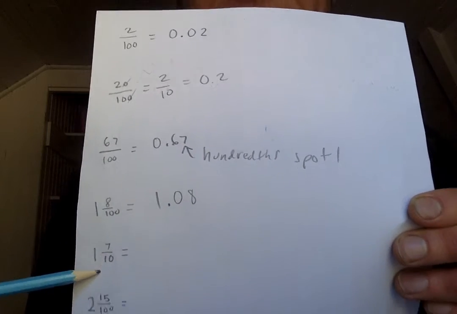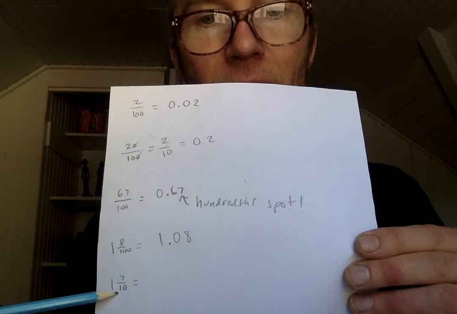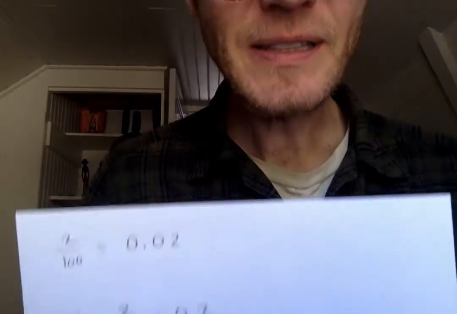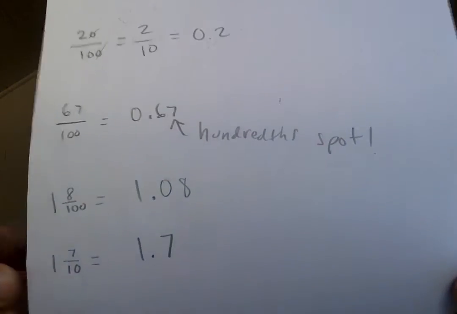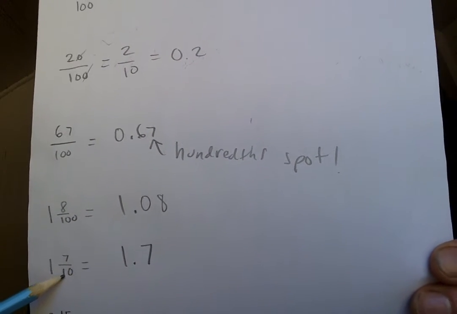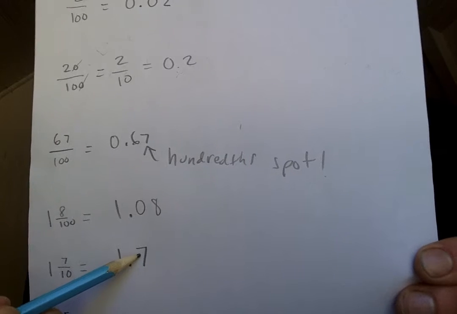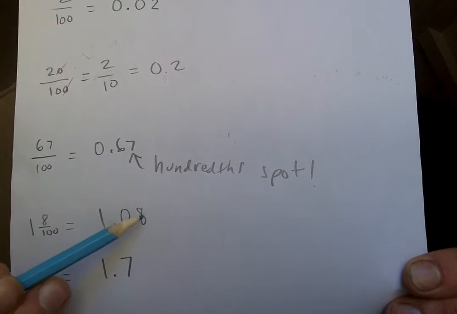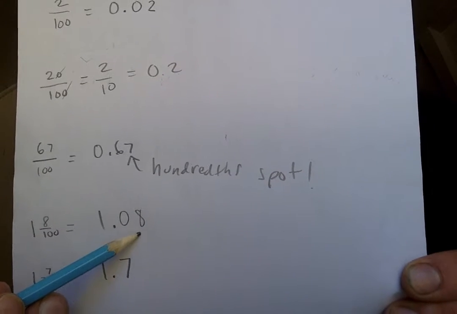Here comes another one, very similar. 1 and 7 tenths. Oh, this one's in the tenth spot. So it's going to be 1.7. It's going to look like what? 1 point, and then you put the 7 in the tenth spot. How did you write that? Did you write it like this? 1 point, because there's a decimal, and 7 tenths is 7 tenths. 7 in the tenth spot. Just like 8 hundredths is 8 hundredths in the hundredth spot.